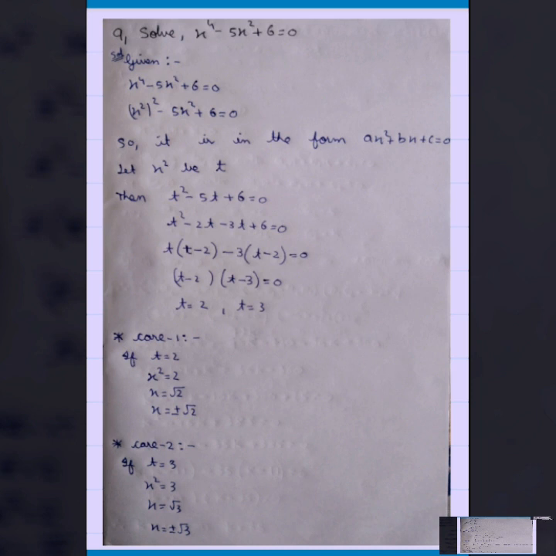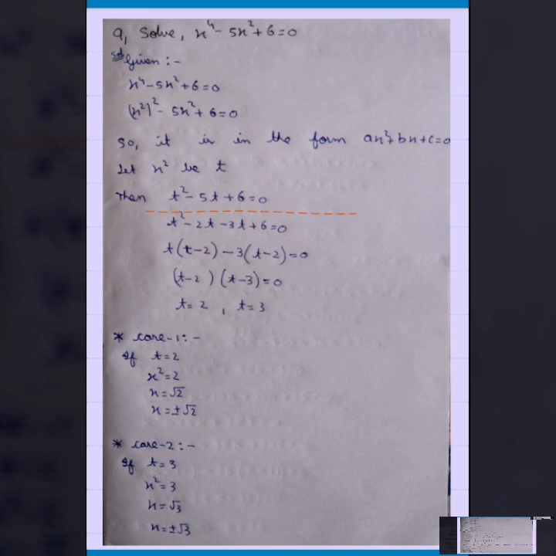See the question. Solve x to the power 4 minus 5x square plus 6 equal to 0. So the given question is this. We can write this as (x square) whole square minus 5x square plus 6 equal to 0. So it is in the form of ax square plus bx plus c equal to 0. Let us consider x square to be t. So in place of x square, we write t. So it's t square minus 5t plus 6 equal to 0.